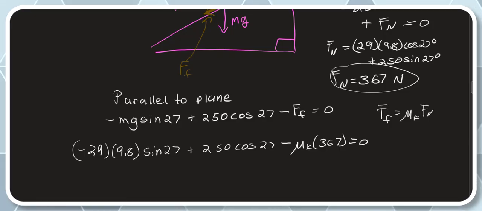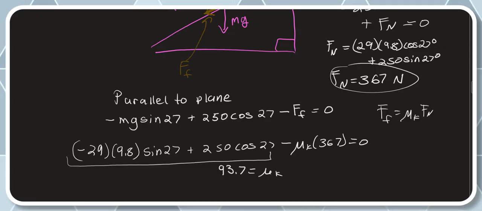If I combine these two, I get 93.7, and I'll take the mu k times 367 to the other side, divide both sides by 367, and I get 0.26.